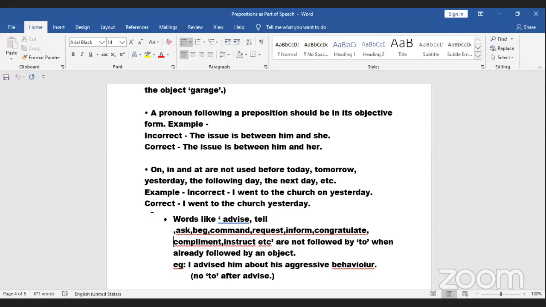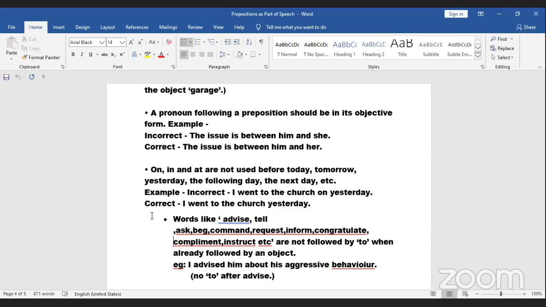At the next day, in the next day: the program will be scheduled the next day or for the next day. It is never in the next day. That is wrong. So in, on, and at are never used with these kinds of words. Tomorrow. "I went to the church on yesterday" is wrong. I went to the church yesterday.